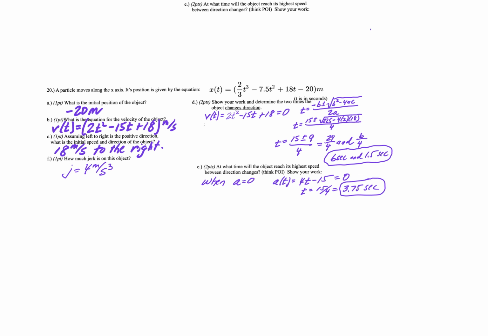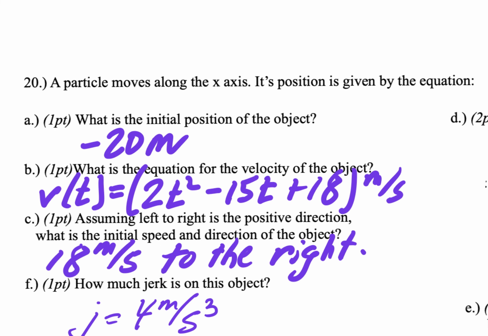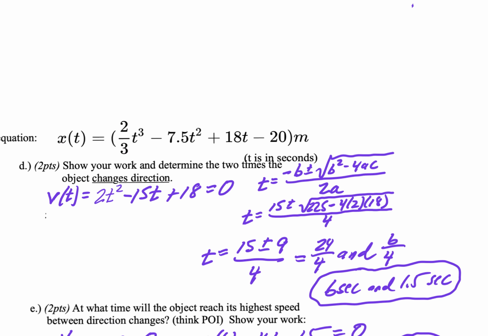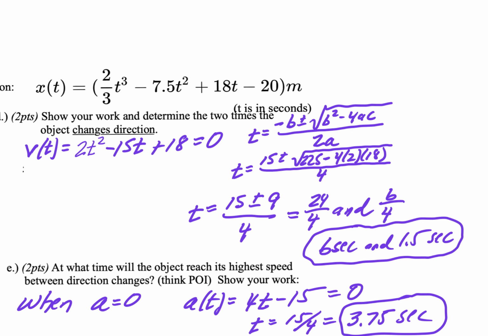Number 20. I should show you this little by little here. Okay, so let's do A, B, C. The initial position is right off the equation. For B, you just take the derivative. For C, you just look off that equation and say, okay, well, initial velocity must be 18 meters per second to the right. And then it says, when did it turn around? We had a big discussion on this, but it turns out that's correct.